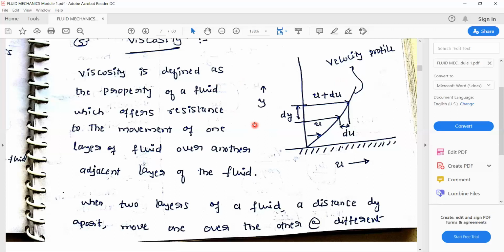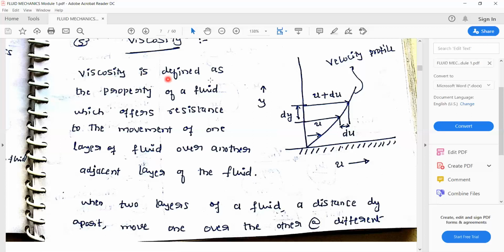What I want to convey to you is, whenever the fluid is flowing, in between the fluid layers there is a shear stress. Because of that shear stress, there is a resistance between the fluid layers. Fluid particles will try to move in the forward direction, but there is a resistance for the movement of that fluid layer. That is because of viscosity.